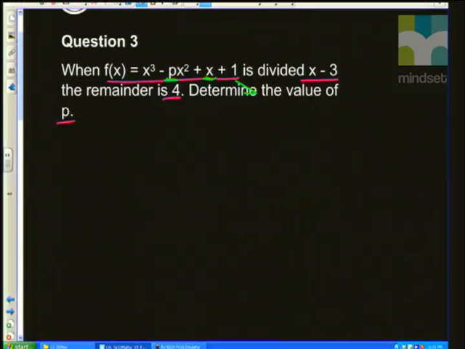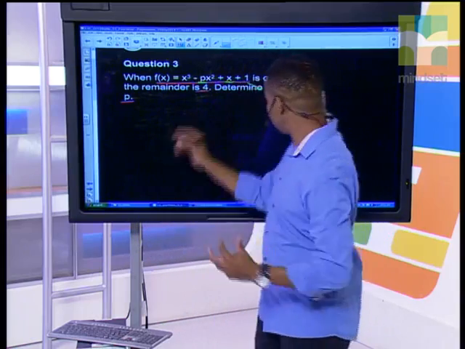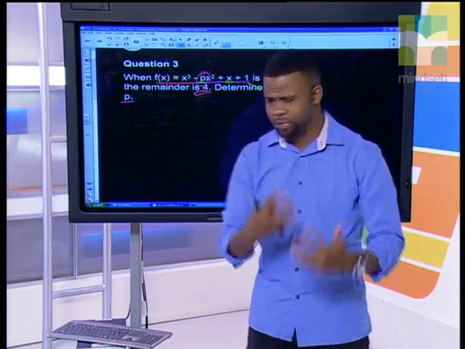What do we have here? We have a polynomial with a p value, which we have to find. But when this polynomial is divided by that value, it leaves a remainder of 4. Determine the value of p. I think we just have to formulate an equation. What does it mean? Let's see what it means.